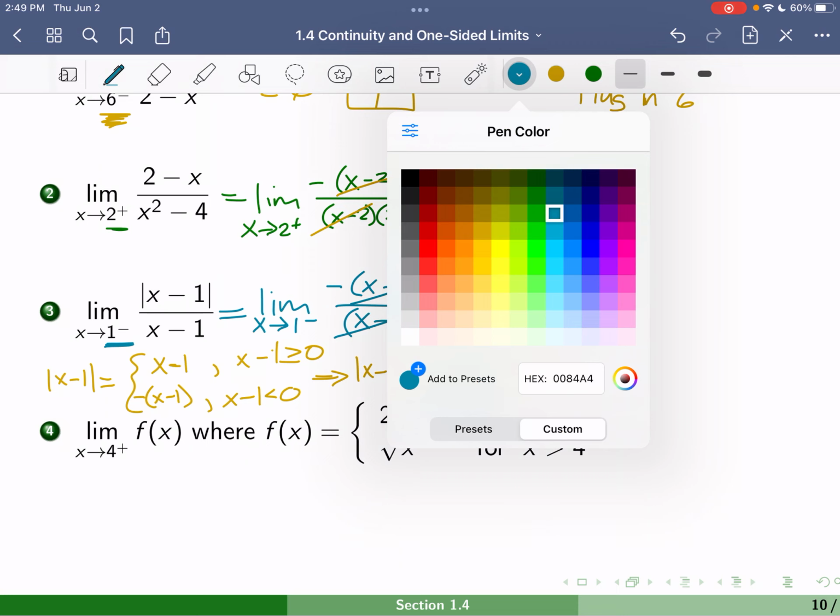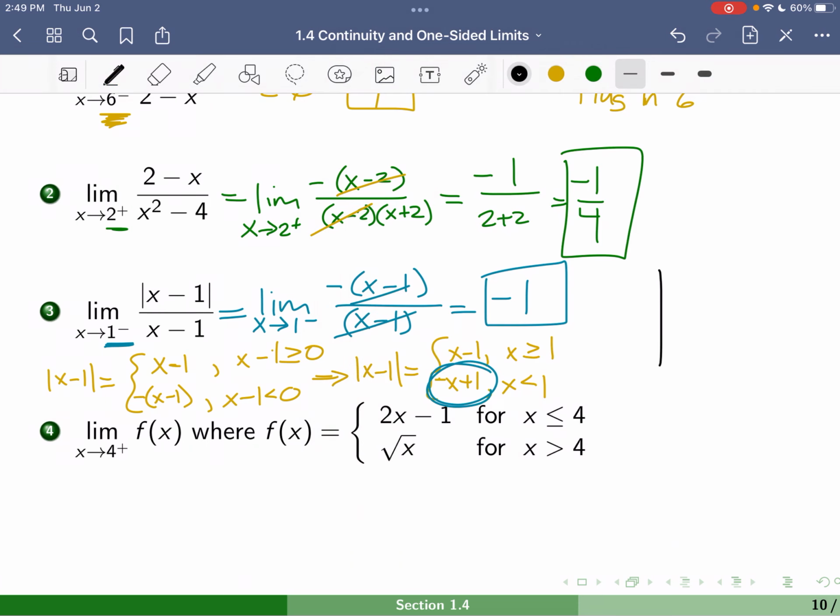If you were to graph this thing, the graph of this, to the left of 1, it's just a horizontal line at -1. To the right of 1, it's a horizontal line at +1. So as we approach from the left, our y value is just hanging out at -1. So as we move along this line, our y value is still hanging out at -1. If we approach from the right, our y value would be just hanging out at +1.